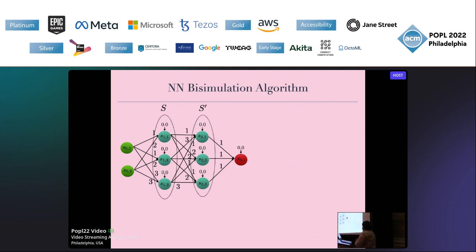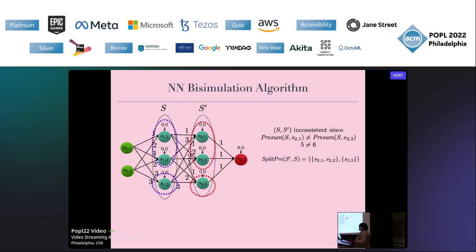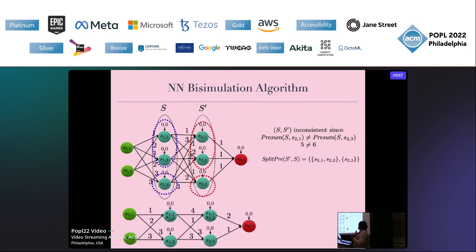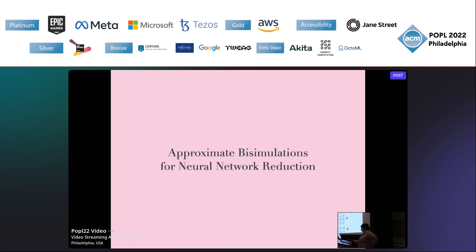All right, so here is a quick illustration. In this case, the states S and S prime are inconsistent because if you look at the presum of S21 and S23, they're different. And so you can split them. And then in another iteration, you can split further, and you would end up with this coarsest bisimulation and the corresponding reduced system.